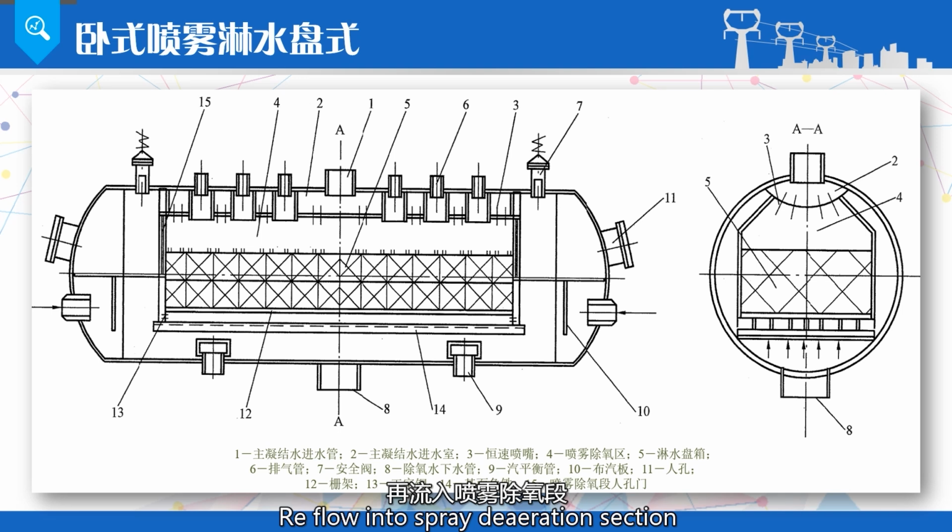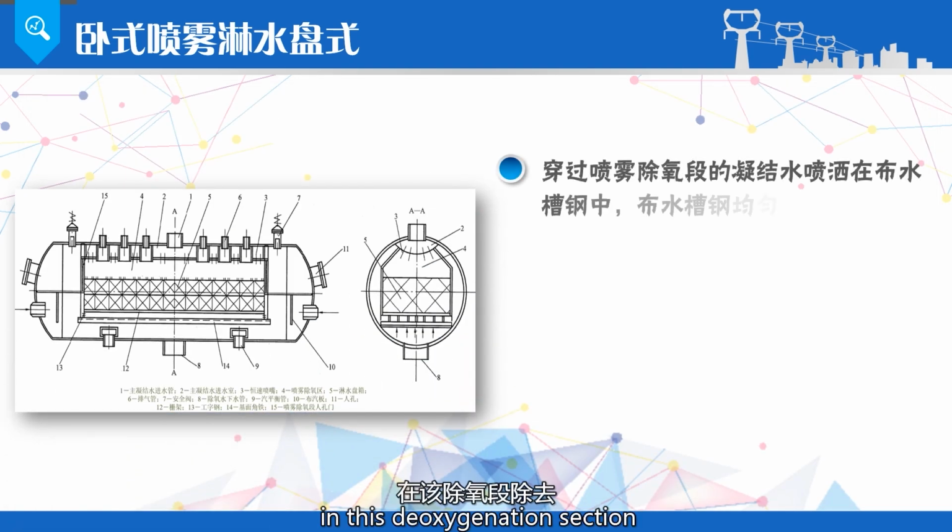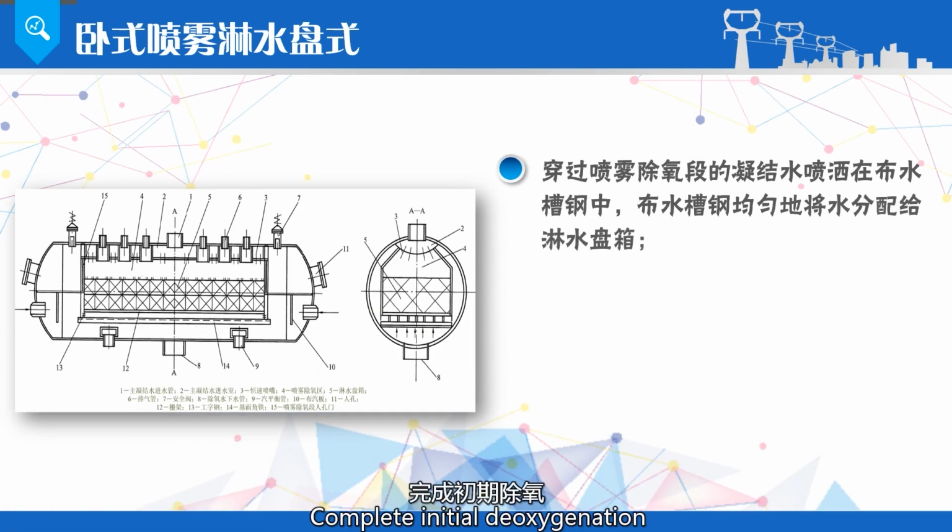into the spray deaeration section, fully contacts the water film, and quickly heats the condensed water to saturation temperature under deaerator pressure. The vast majority of gases are removed. In this deoxygenation section, the initial deoxygenation is completed. The condensate passes through the spray deaeration section and sprays into the water distribution tank. The water tank evenly distributes water to the drip tray box.